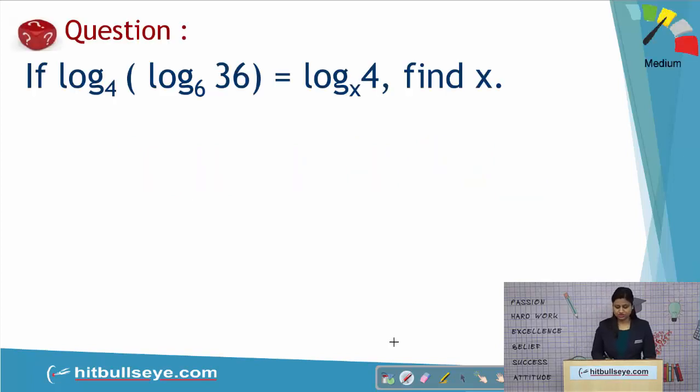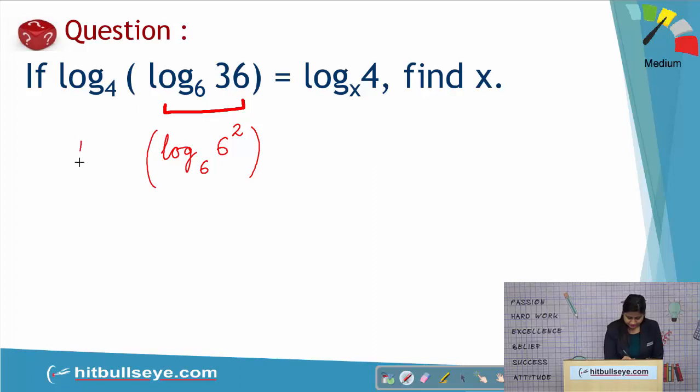Now next, an equation based on logarithm. It says if log with base 4 log 36 with base 6 is equal to log 4 with base x, find x. So first of all, let us solve the left hand side. Since this expression, it can be written as log 6 and 36 can be written as 6 square. So that is a complete expression.